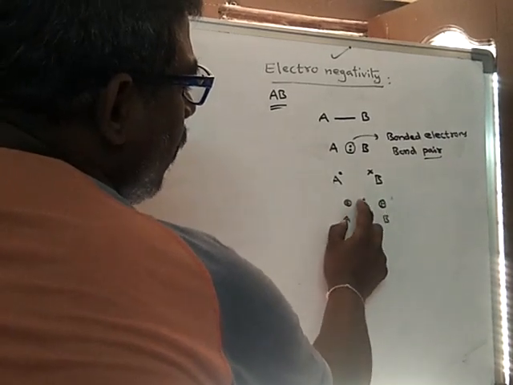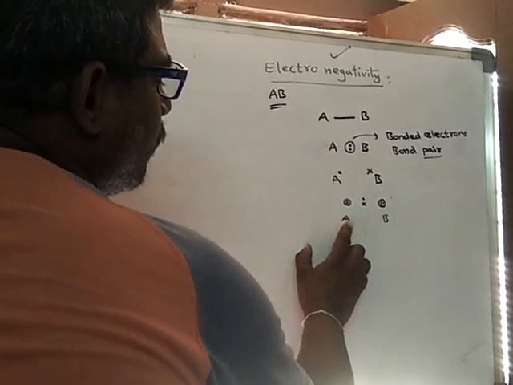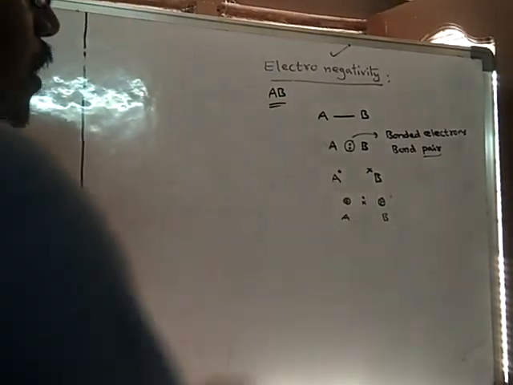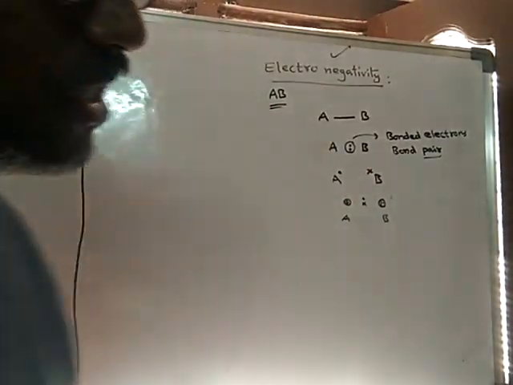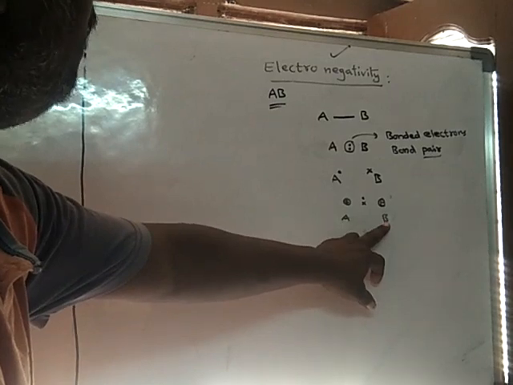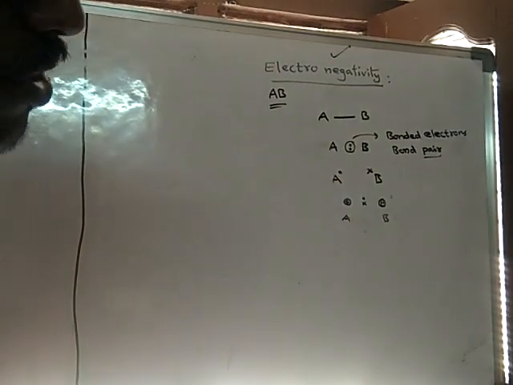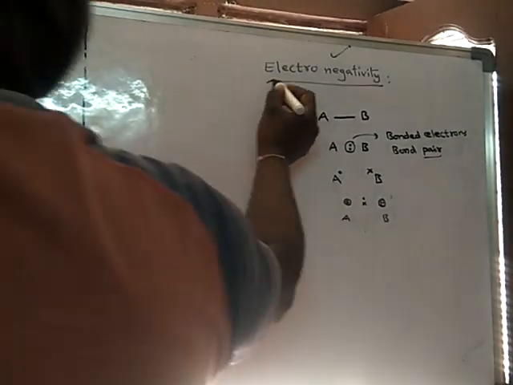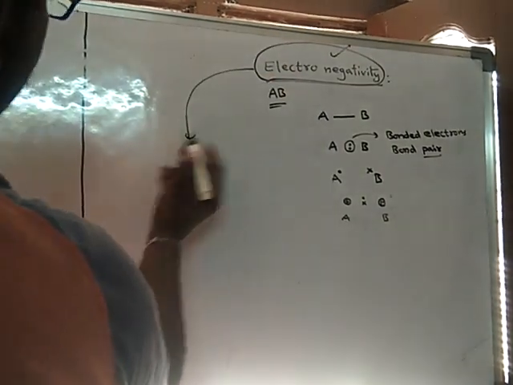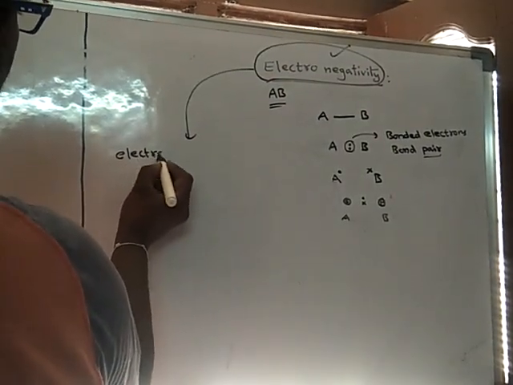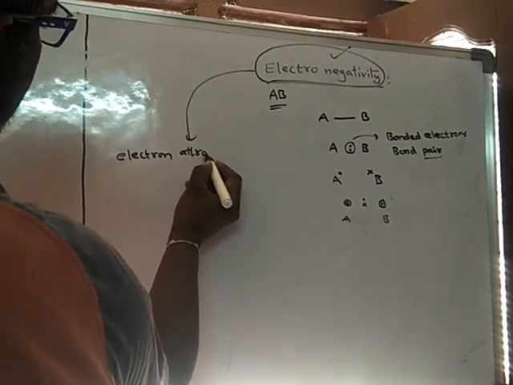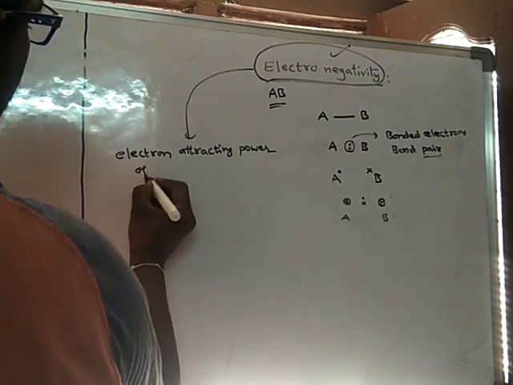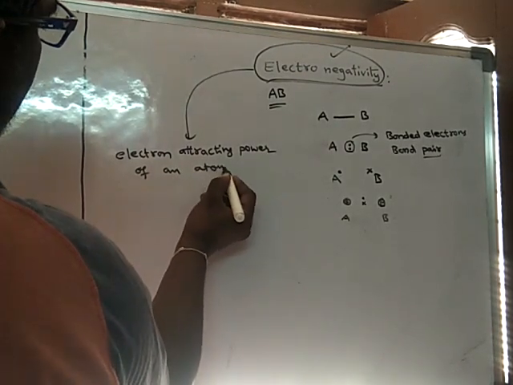So now this is a bonded electron pair. If atom A has more attracting ability, then it is said to have more electronegativity. Suppose atom B has more electron attracting ability, then B will have more electronegativity. So electronegativity is nothing but the attracting power of an atom, the electron attracting power of an atom. Electron attracting power of an atom is said to be electronegativity.